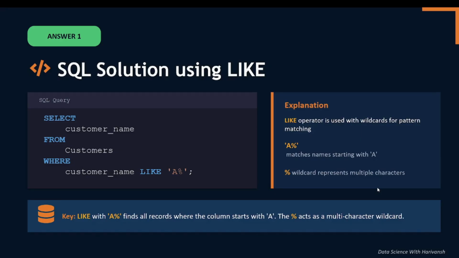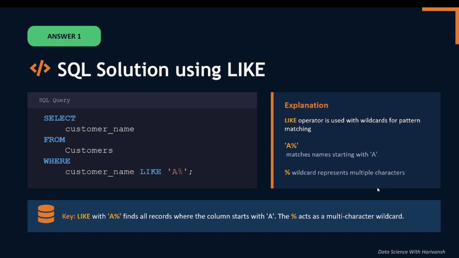Let's break this down completely so the logic is crystal clear. The SELECT customer_name part tells SQL that we only want to retrieve the customer name column from the results. We are not interested in any other columns from the table for this query. The FROM customers part specifies the table we are querying, in this case the customers table, which contains the customer records we want to search through. Now comes the most important part, the WHERE customer_name LIKE 'A%' clause.